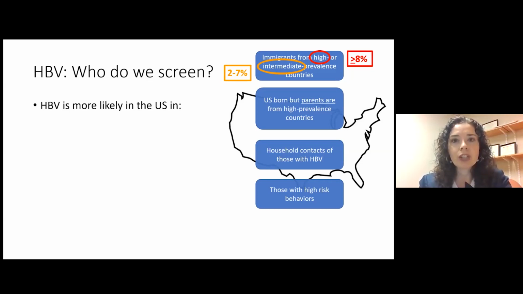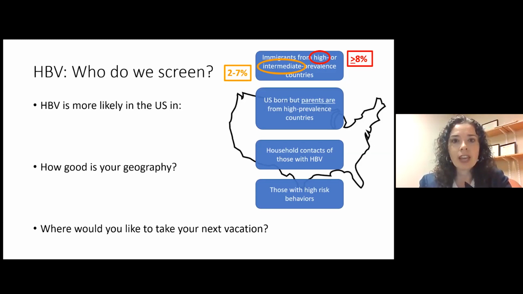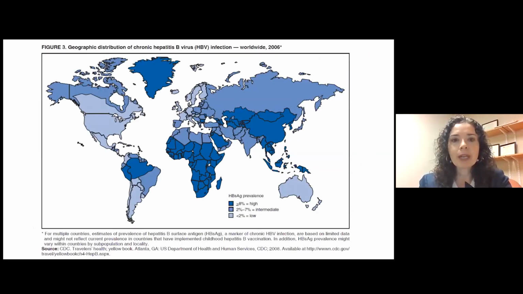So when counseling patients and discussing who to screen, you should think about how good your geography is and ask patients where you'd like to take your next vacation. So this is a map furnished by the CDC, and I'm going to highlight the light blue areas where there's less than 2% hepatitis B surface antigen prevalence across the globe. Basically, everywhere else is considered high or intermediate, with high being the dark blue and intermediate being the medium blue shades. So again, talking to your patients and figuring out where they would be traveling, where they're born, or where their parents are born is important in considering who to screen.